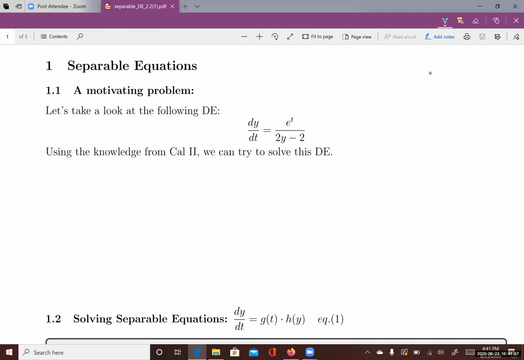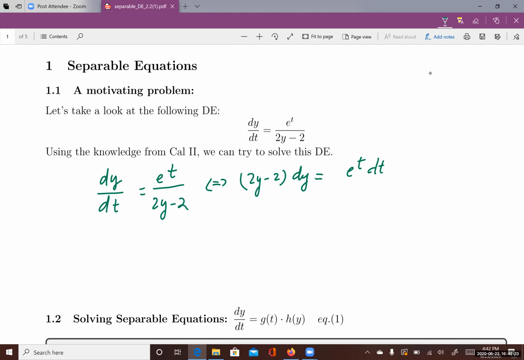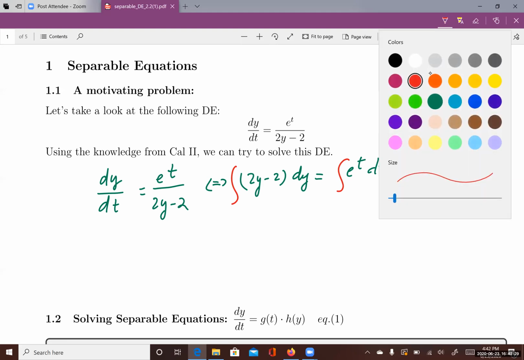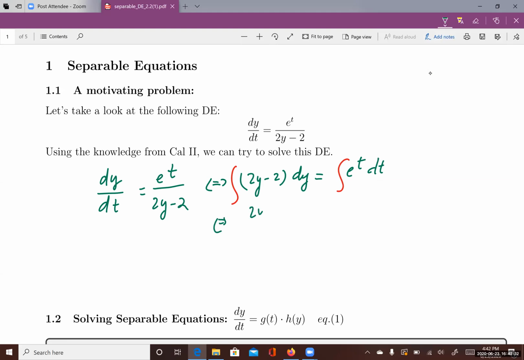Remember, in Calculus 2, we learned how to solve this differential equation. What did we do? Let's rewrite this equation. Since we have y and t, we can separate y and t on both sides. I move 2y minus 2 here: (2y minus 2) dy equals e to the t dt. And then from here, we can integrate both sides to get y squared minus 2y equals e to the t plus c.